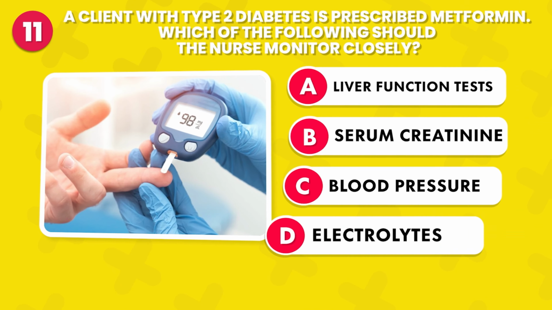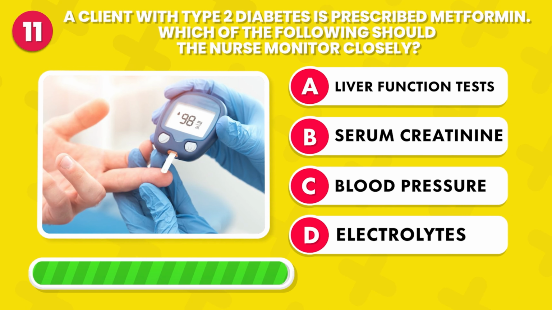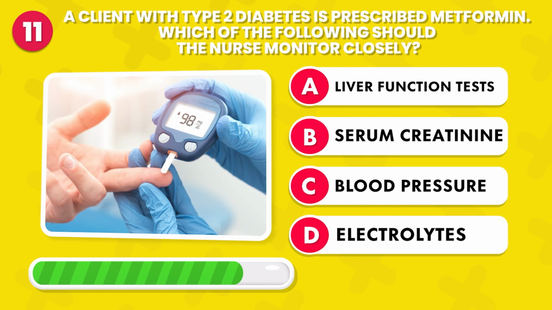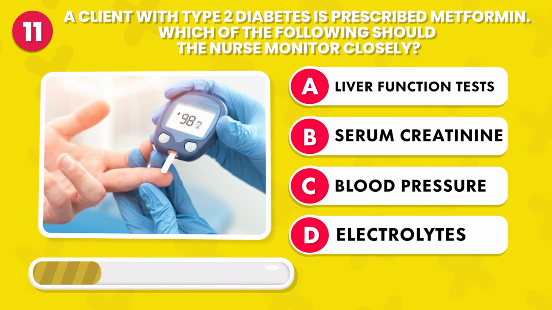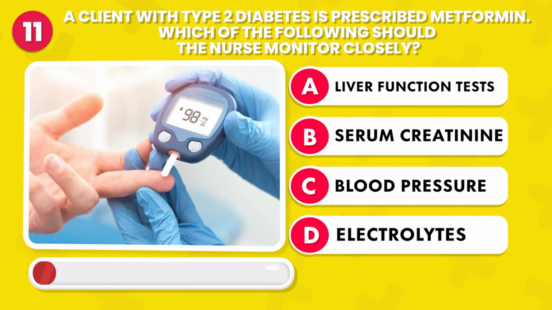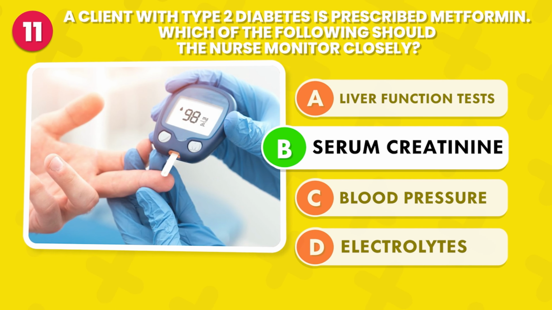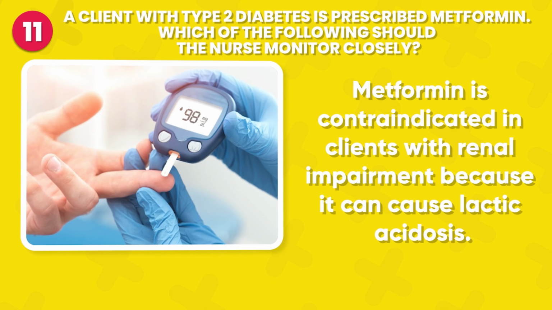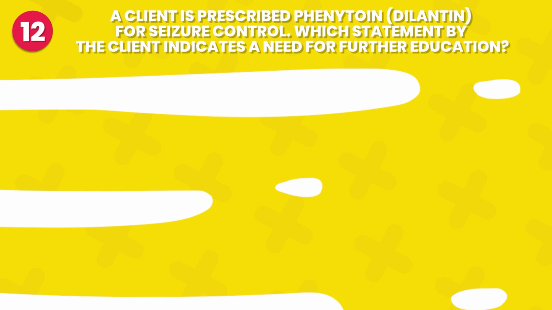A client with type 2 diabetes is prescribed metformin. Which of the following should the nurse monitor closely? A. Liver function tests. B. Serum creatinine. C. Blood pressure. D. Electrolytes. It's B. Serum creatinine. Metformin is contraindicated in clients with renal impairment because it can cause lactic acidosis.